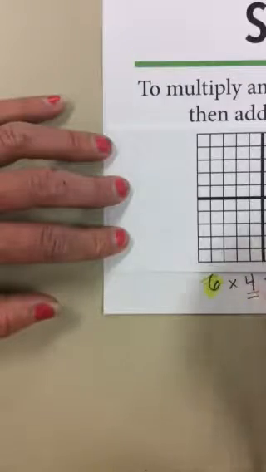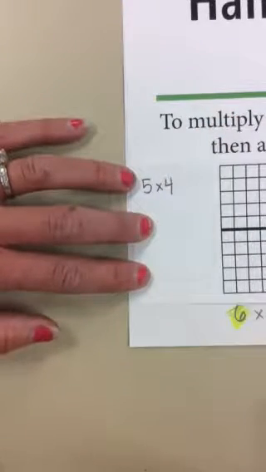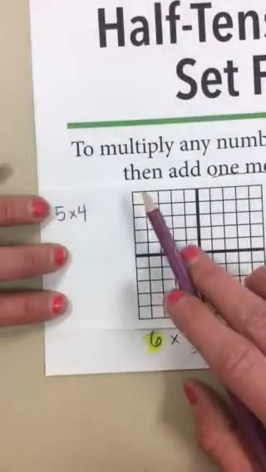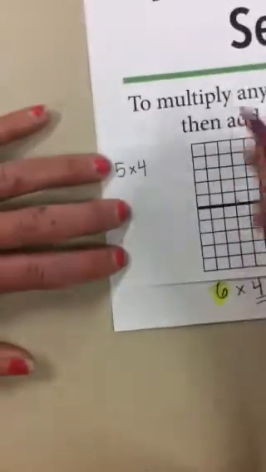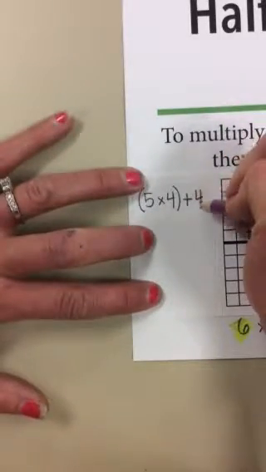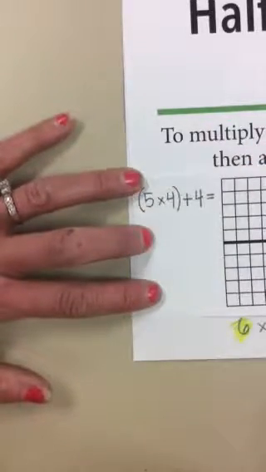Okay, so instead of doing 6 times 4, I'm going to do 5 times 4. Is that it? No. And then add 1 more set of that number. Oh, so I have to do this first, and then I add on 1 more set of that number. There we go. And that should give me my answer, my product.